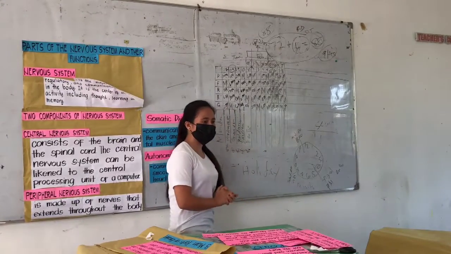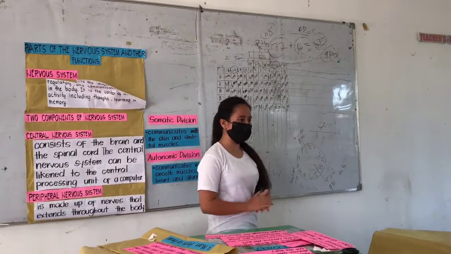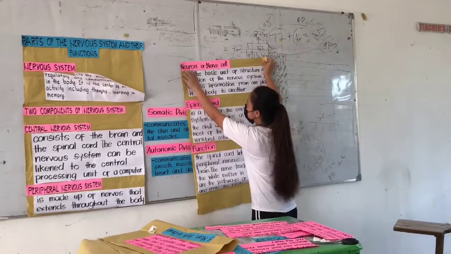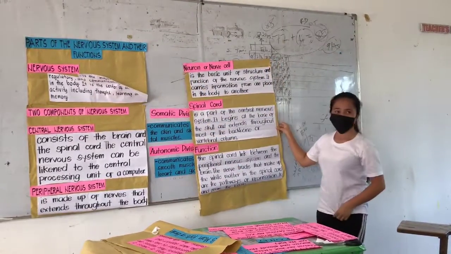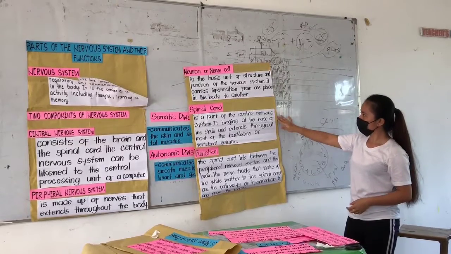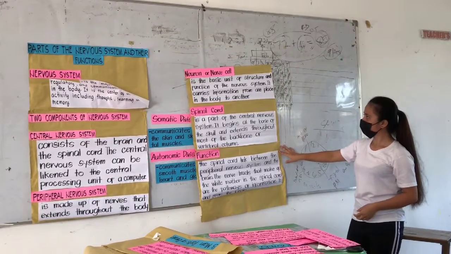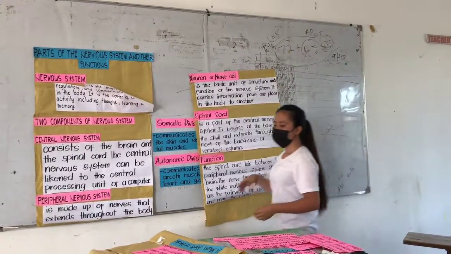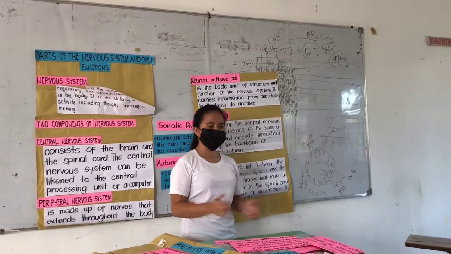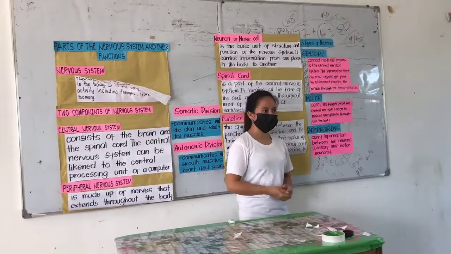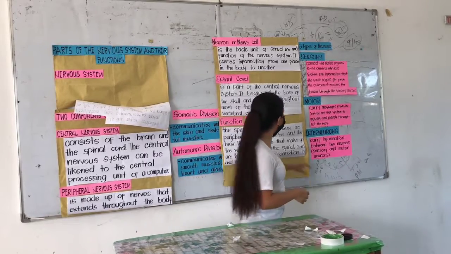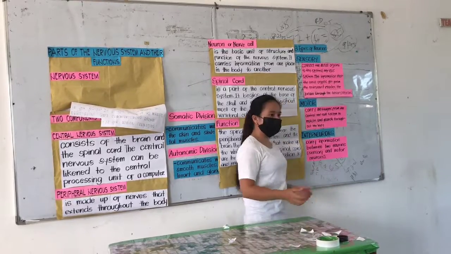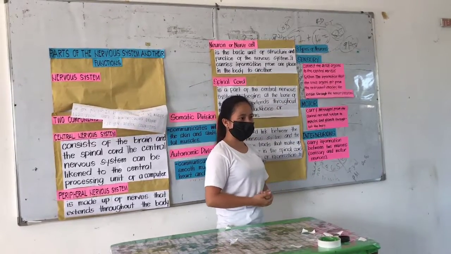Let's continue our discussion. We're going to discuss the neurons, brain, and spinal cord. So, Gian, can you please read the definition of neurons? A neuron or nerve cell is the basic unit of structure and function of the nervous system. It carries information from one place in the body to another. There are billions of neurons throughout the body. Okay, class. There are three types of neurons: the sensory neurons, motor neurons, and interneurons. They are different in shape, location, and function.